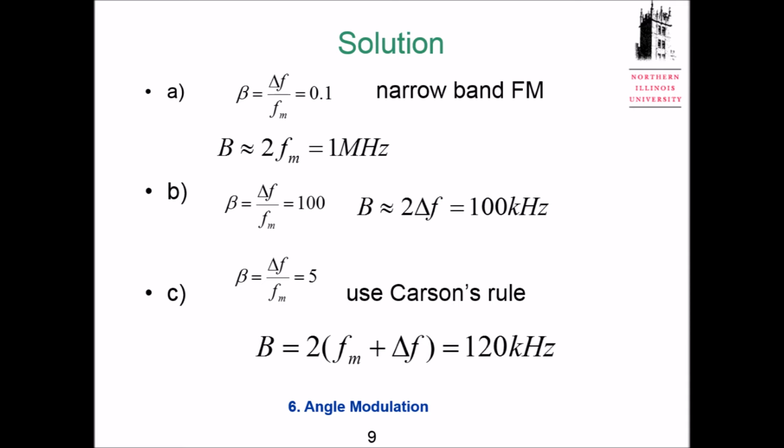Step 1 is always check your beta, right? Is it wide or narrow? So step 1, step 2. Beta is delta F over Fm, delta omega over omega m. Then bandwidth, which one do I choose, right? Narrow band, wide band, or Carson, depending on the value of beta. Okay, any questions for this one?